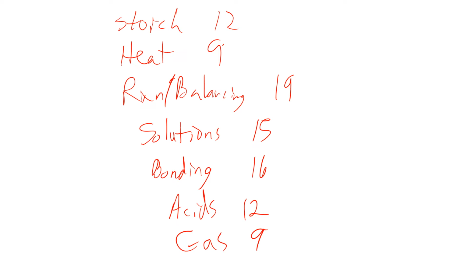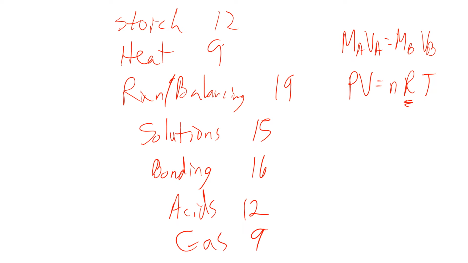As for equations you need that are not included, I took the test myself, and I did not have MAVA equals MBVB. That was not provided, and I needed to use that. I needed to use PV equals nRT, and that was not provided. The R's are all provided, but not the equation. And I also used P1V1 over T1 equals P2V2 over T2. And again, that equation was not provided.